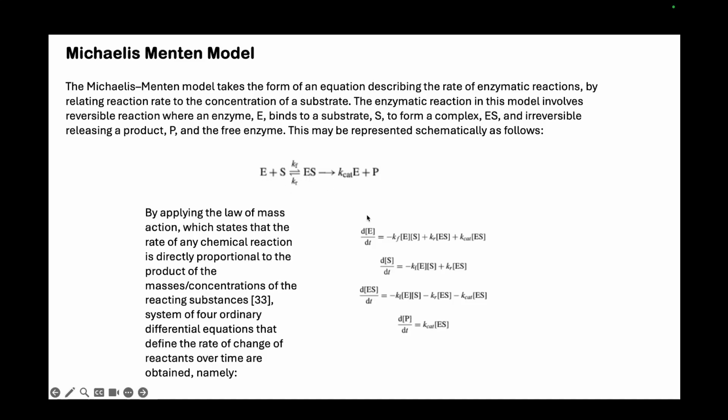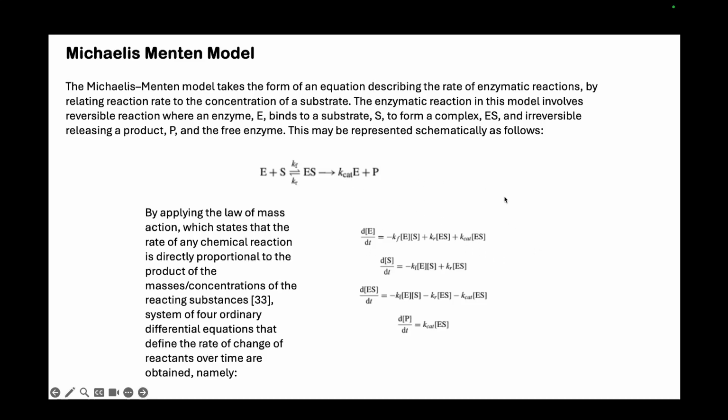So minus Kf into E into S, plus now E is getting converted back from ES using the reversible reaction, which is the Kr. So this is basically Kr into ES. And this will be positive because E is getting regenerated again, it is increasing, so this is positive. And E is also dependent on this ES getting used up to form E and P. So this ES is getting used up by the rate of Kcat.